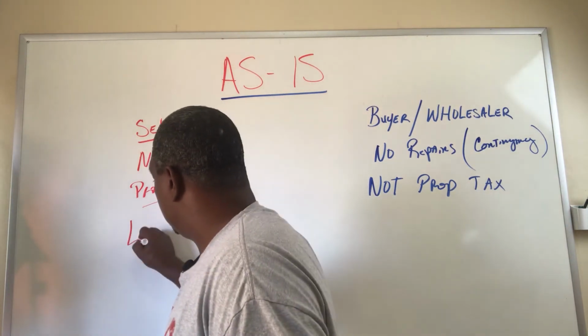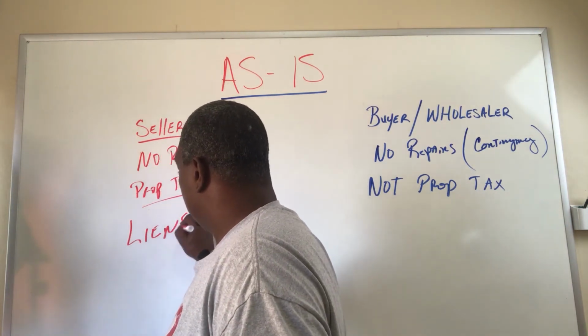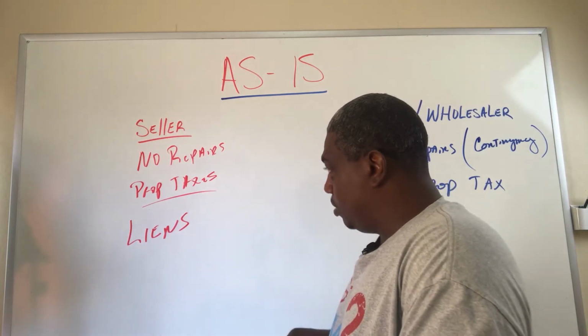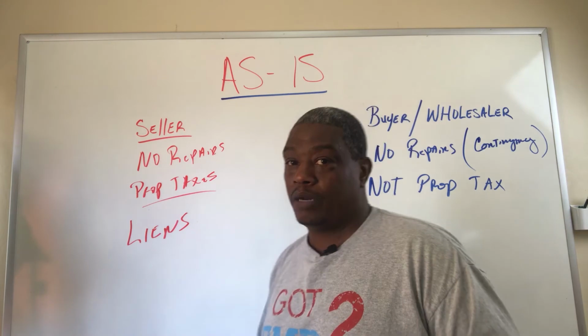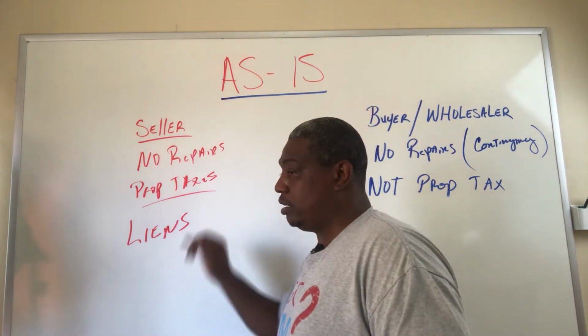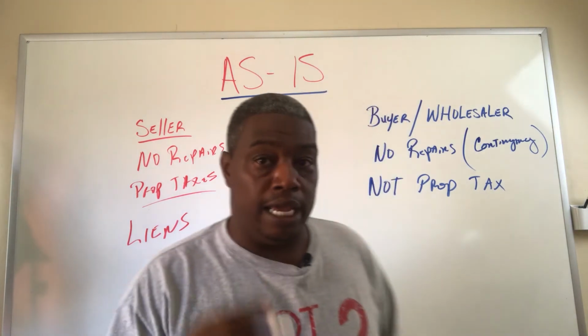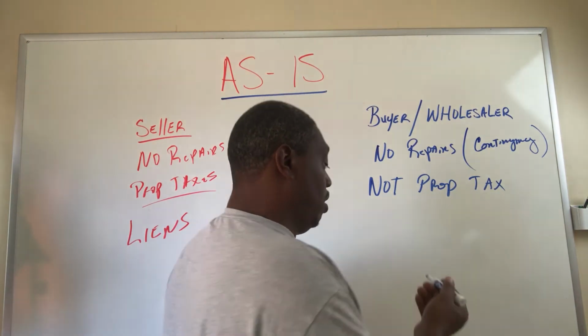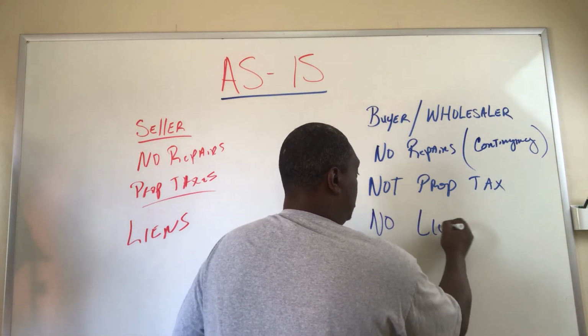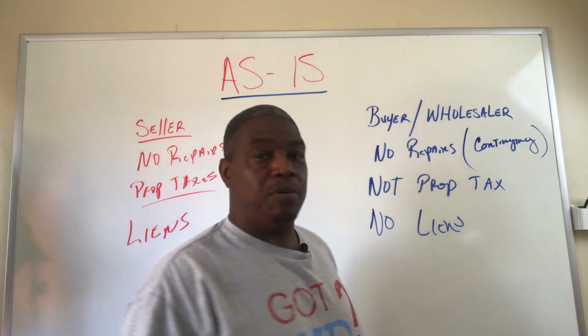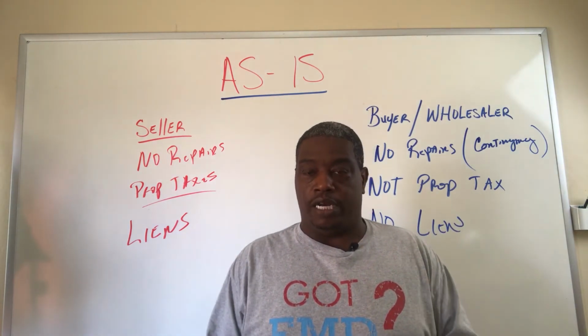The next thing is liens on the property. Sellers can sometimes be under the impression that, hey, you're buying the property as is, where is, you're going to take on these liens. And on this side, the buyer or the wholesaler is, no, we're not buying any property with liens or anything like that.